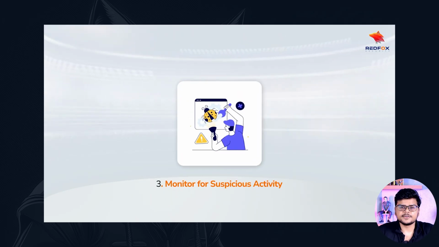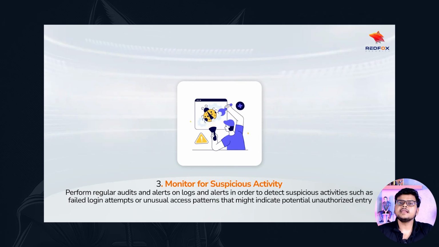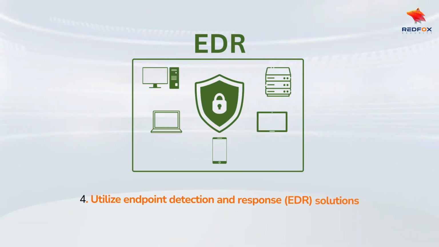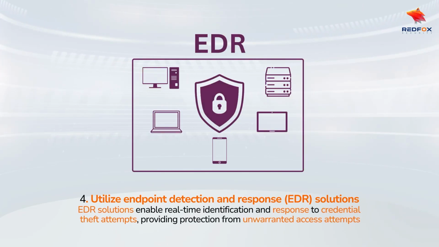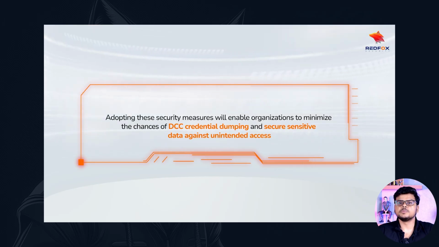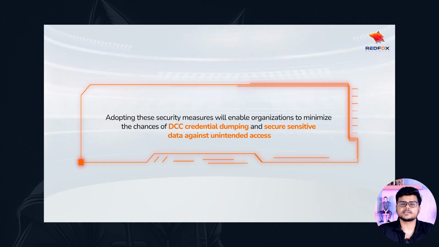Monitor for suspicious activity. Perform regular audits and alerts on logs in order to detect suspicious activities such as failed login attempts or unusual access patterns that might indicate potential unauthorized entry. Utilize endpoint detection and response (EDR) solutions. EDR solutions enable real-time identification and response to credential theft attempts, providing protection from unwarranted access attempts. Adopting these security measures will enable organizations to minimize the chances of DCC credential dumping and secure sensitive data against unintended access.